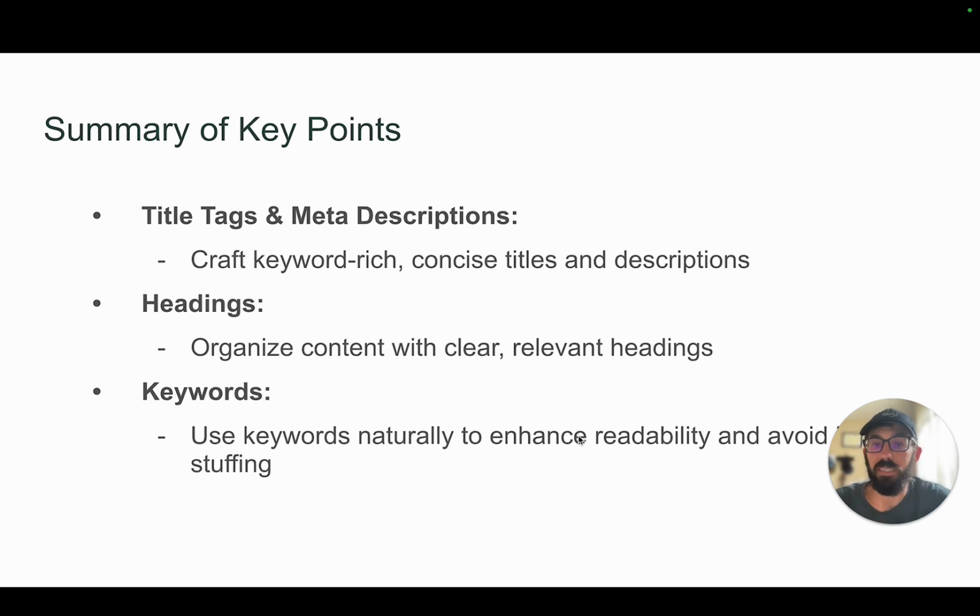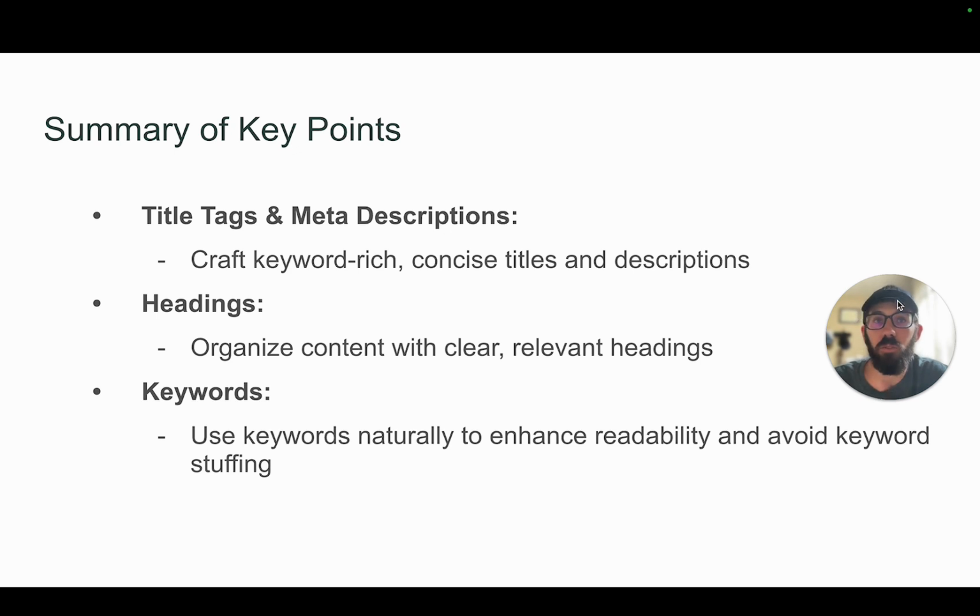Summary of these points: title tags and meta descriptions. You want to craft keyword-rich, concise titles and descriptions. You want to include your main keyword in the title tag, and you want to do it naturally. Headings: organize your content with clear, relevant headings. Don't try to force things. Use variations of your keyword in the different headings and subheadings. And then keywords: use those naturally throughout your content. Do include them in titles and headings, but don't include the exact same version of the keyword every time. And when in doubt, prioritize user experience.